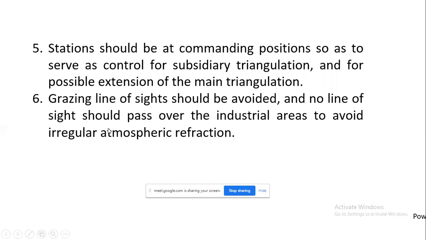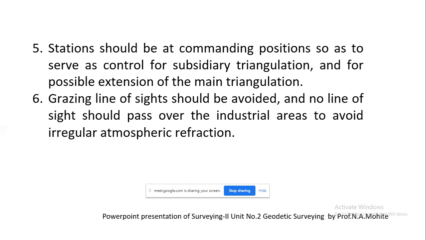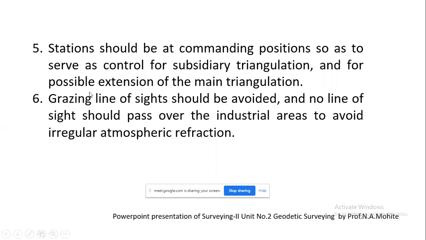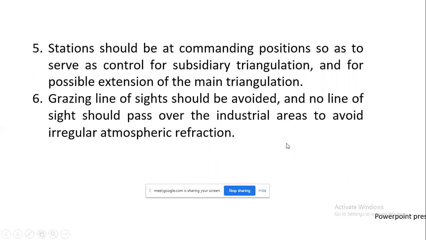Also, the line of sight should not pass over industrial areas, because we know that the atmospheric condition above an industrial area is different, and the condition of refraction we have seen. That is the correction we are applying, the correction for curvature and refraction. So that is regarding atmospheric refraction: the line of sight should not pass over industrial areas. These are certain selection criteria for the triangulation station.